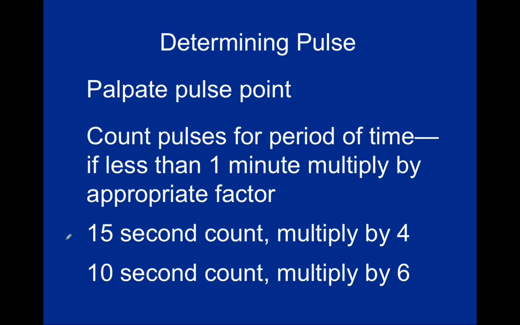So you count the amount of beats in 15 seconds and then you multiply that number by 4. Also, you can use 10 seconds and multiply by 6. So this makes sure that we have a way to maximize time with patients and to ensure that we're not wasting any time just sitting there counting all of the pulses in a patient for an entire minute.